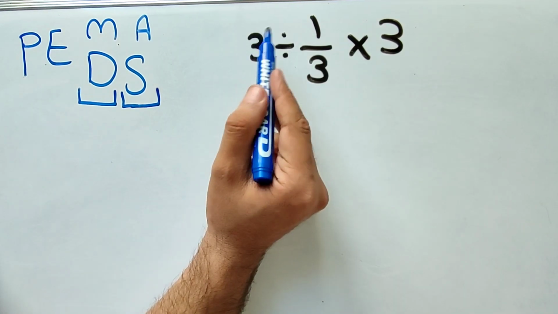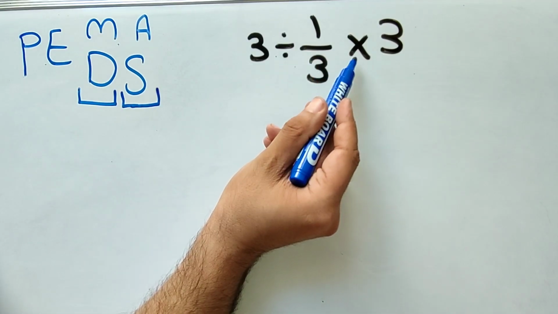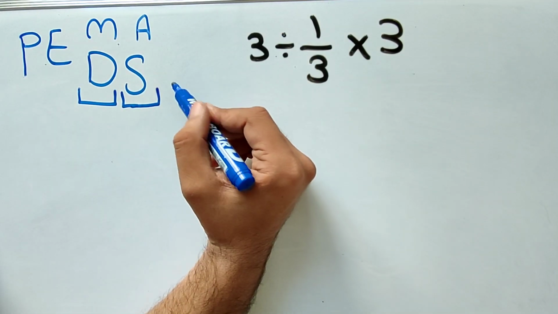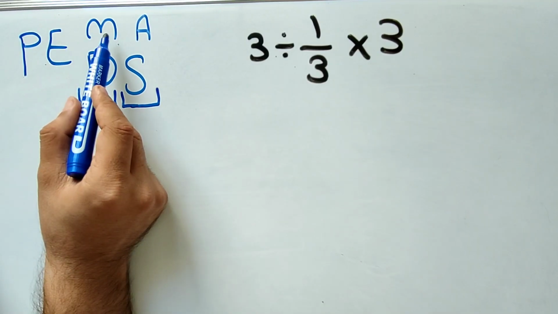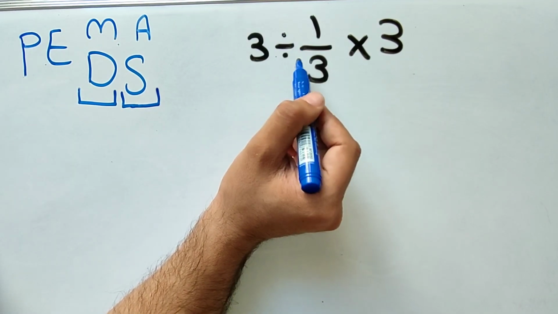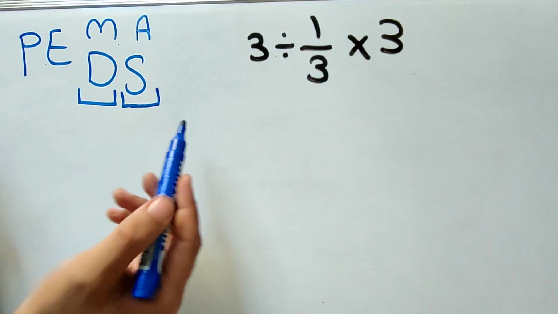Today I want to find the value of this expression: 3 divided by 1 over 3 times 3. According to the rules of mathematics, PEMDAS, multiplication and division are equally important. So we have to solve this math expression from left to right.